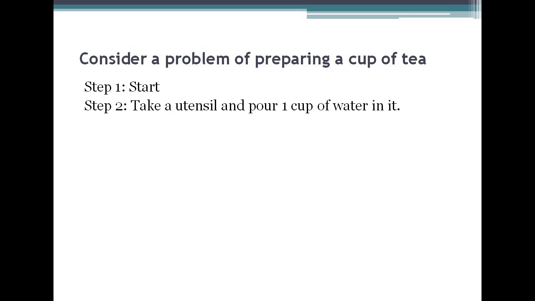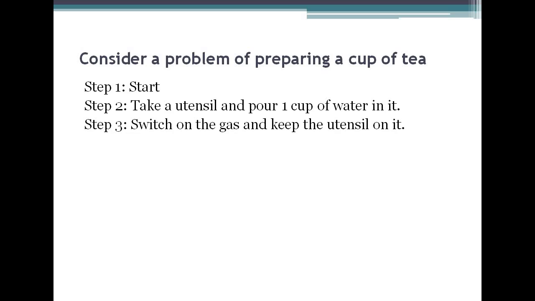So whenever a problem is given, we should think about the inputs which will be required for the given problem, and these inputs have to be stored somewhere in the memory. So in this same case, we are going to use 1 cup of water, we are going to store it in a utensil. So this is the second step, take a utensil and pour 1 cup of water in it. Third step, switch on the gas and keep the utensil on it.